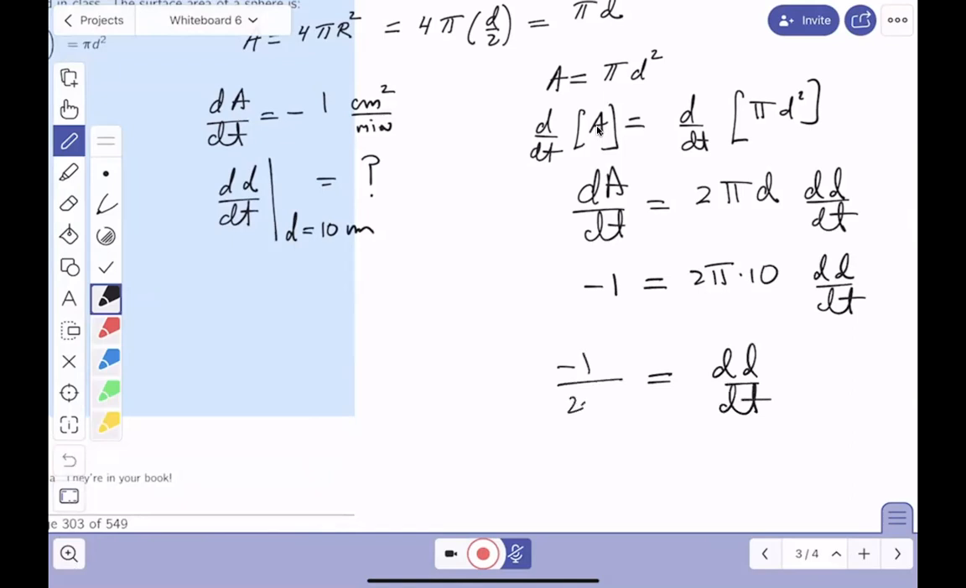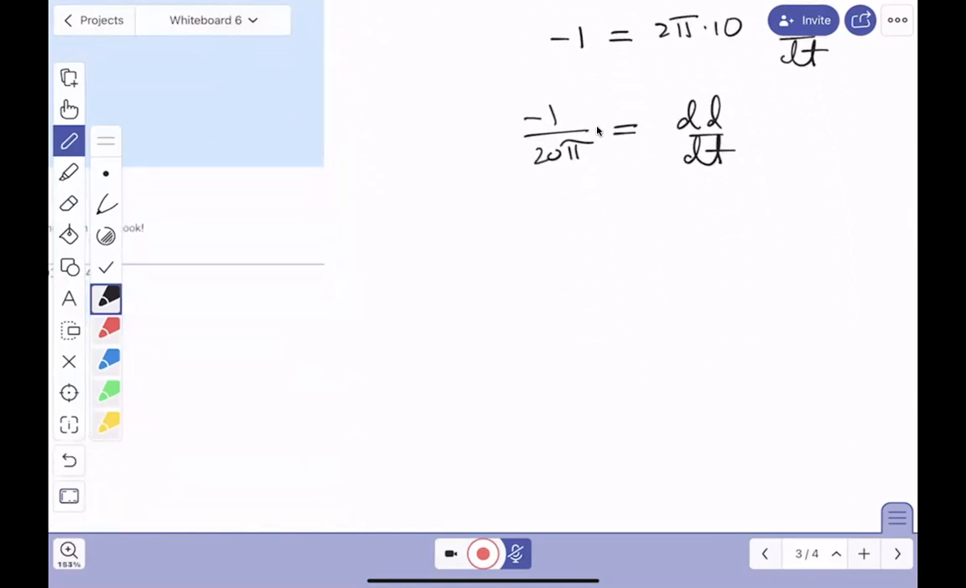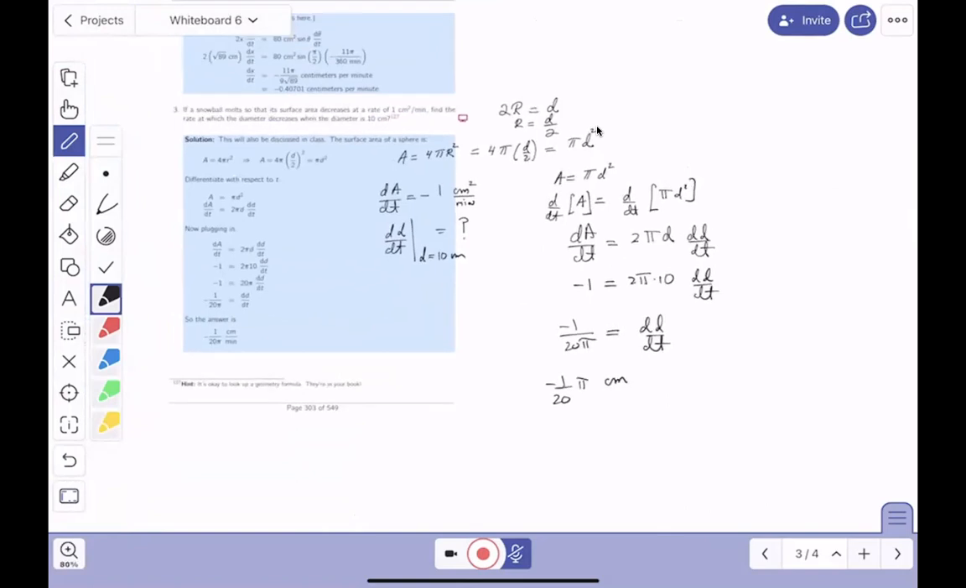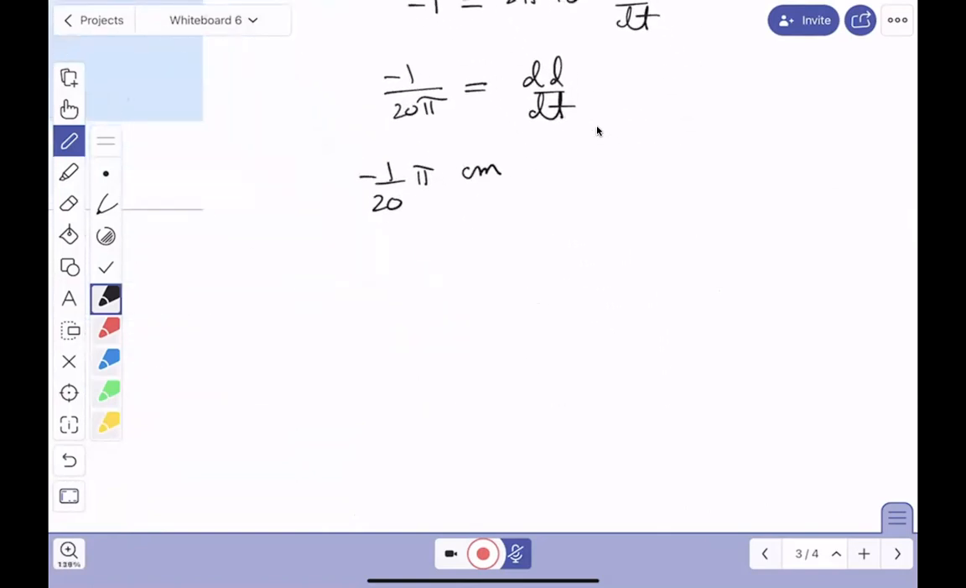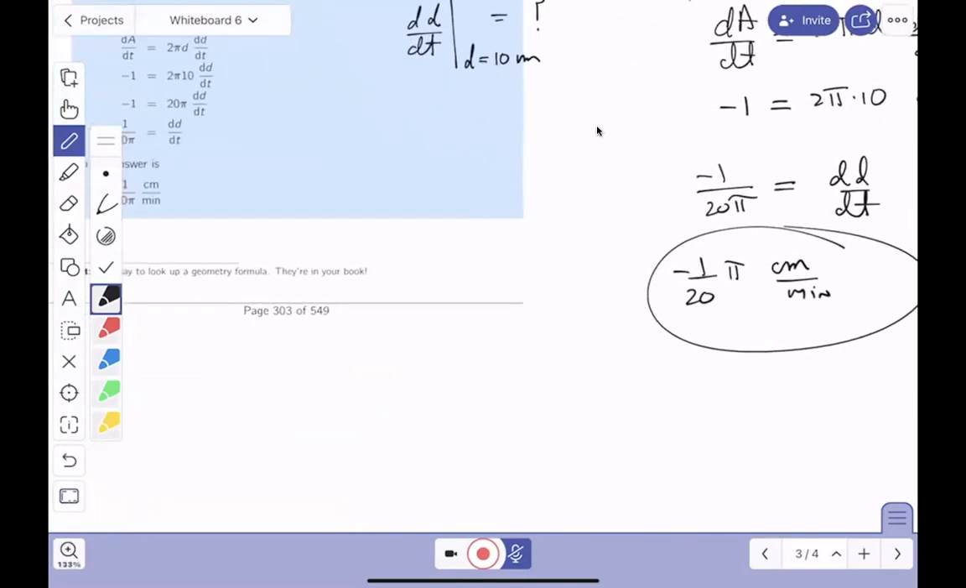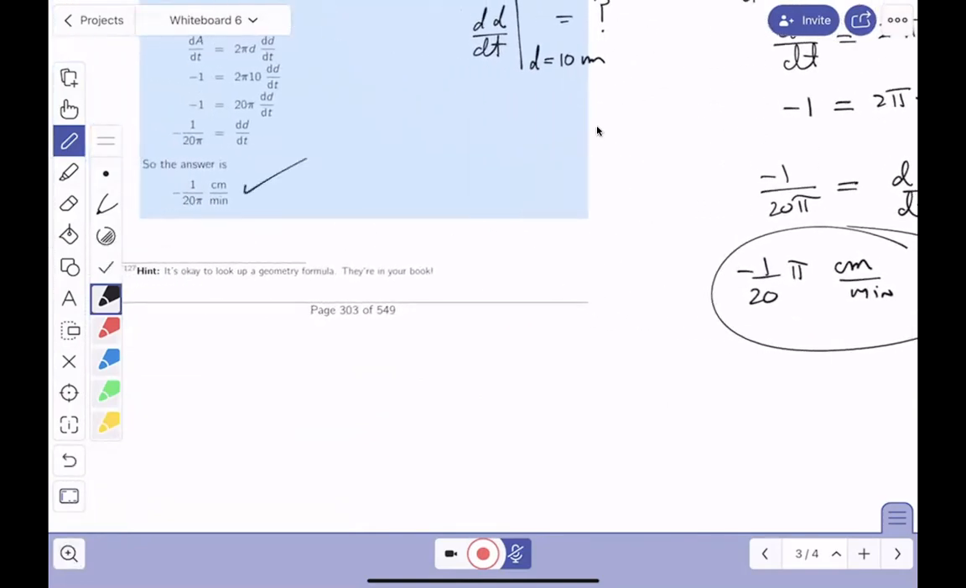And what do you get? -1 over 20 pi. I hope you notice a unit on that. And the diameter is going to be centimeters. So it's going to be -1 over 20 pi. We'll check the key later. Centimeters. And what was the time unit? I got to look it up. It's minutes, centimeters per minute. Let's take a look at the answer and see if they got that. And they did, in fact, get that.